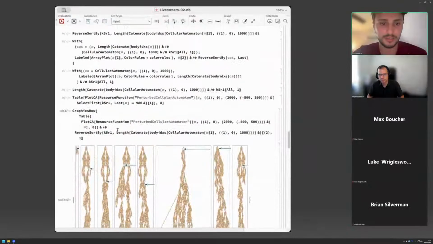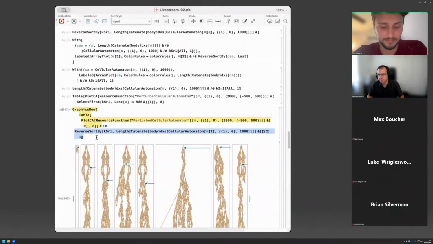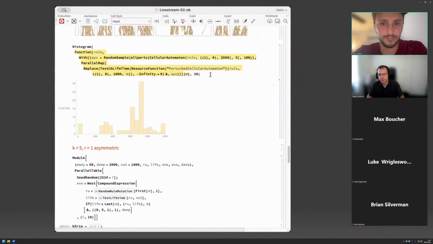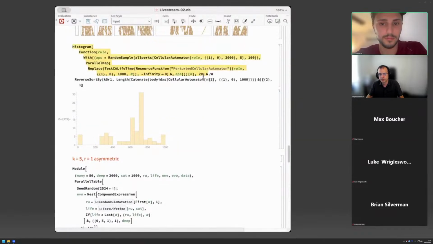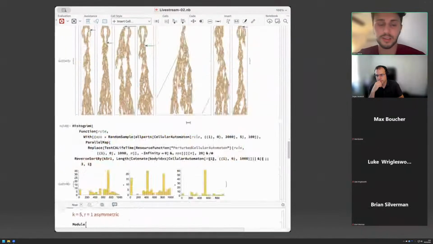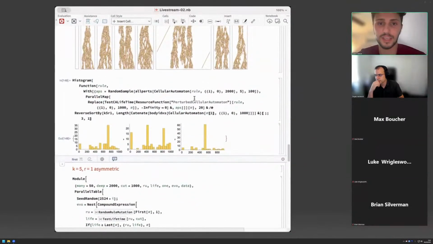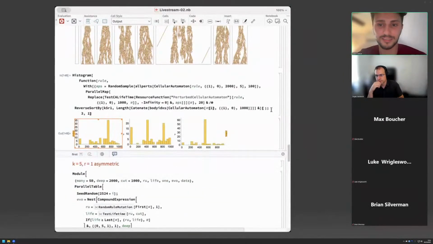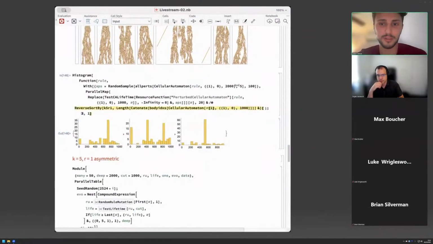So let's just look at the first three. This is a random sample of 100 perturbations to the three largest CAs of k equals 5 symmetric. Yeah, these are pretty not nice. Maybe if we do some more.